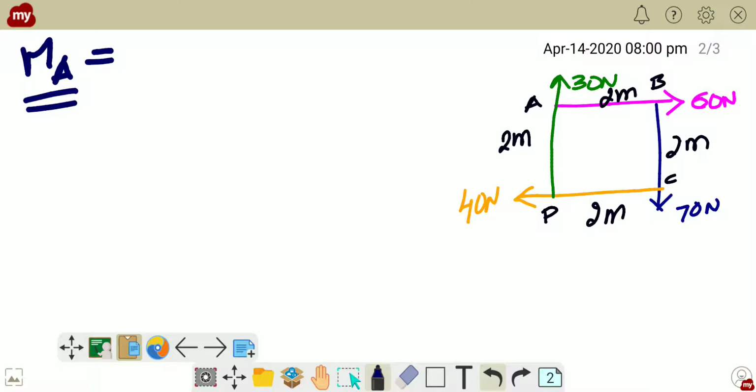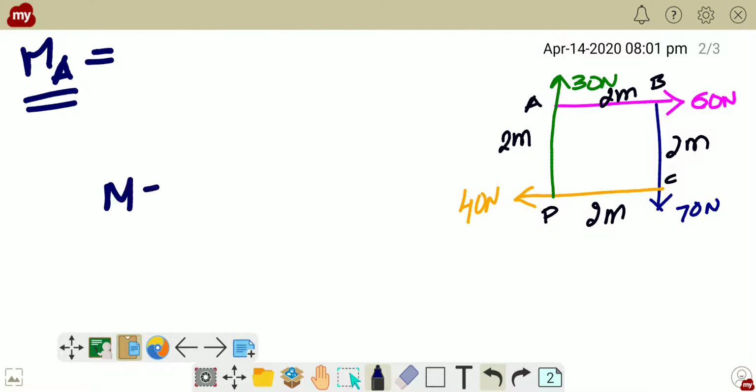All the forces with respect to A are acting in clockwise direction. All the forces, not only a single force. So no force is acting in anti-clockwise direction. So all the forces can be taken as positive. Let us write each and every force first, and later we will be adding up all the moments. So what is the formula for moment?